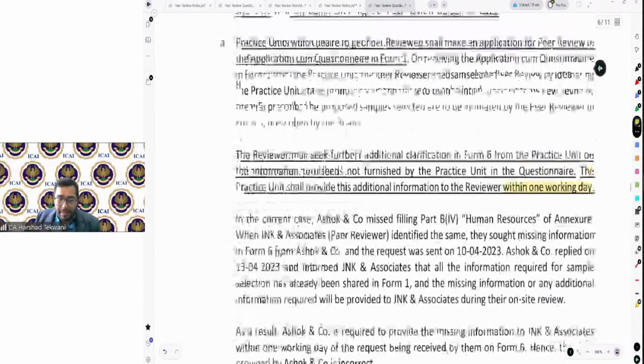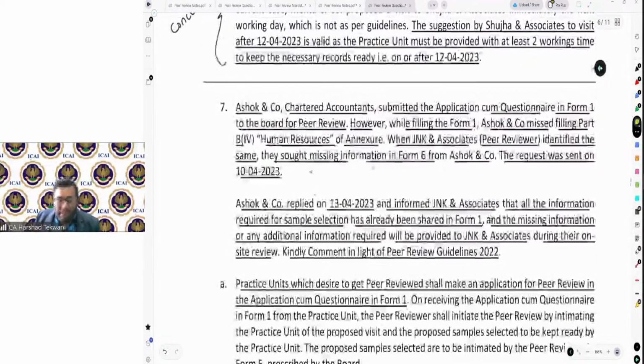In the current case, the scenario is they missed out filling Part B4 for human resource of the annexure. Basically, if you see Part B of the annexure, it talks about quality control procedures which are necessary to understand the firm's quality control procedures, systems, and infrastructure they have in place. Very important part. And they missed out Part B4. The same was requested by the peer reviewer, that is J&K Associates, via Form 6.